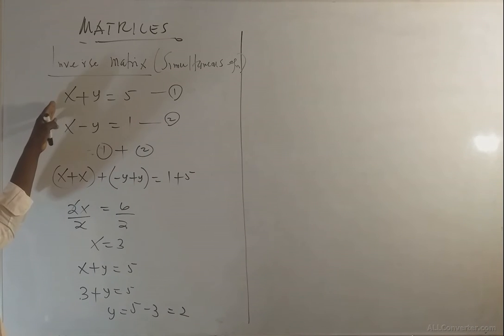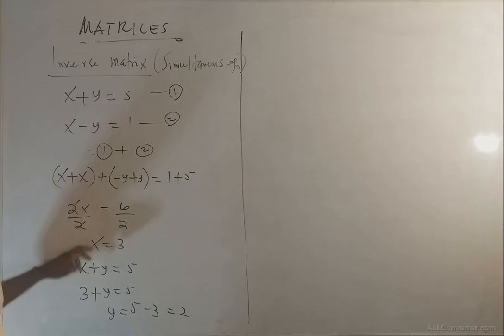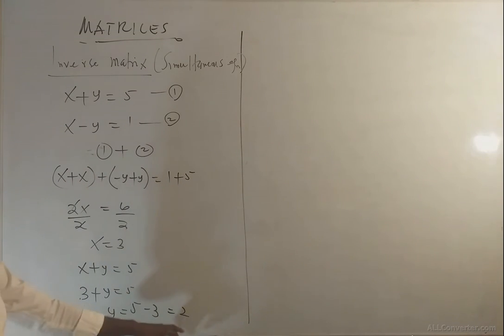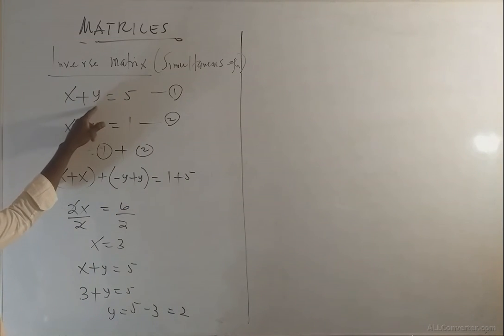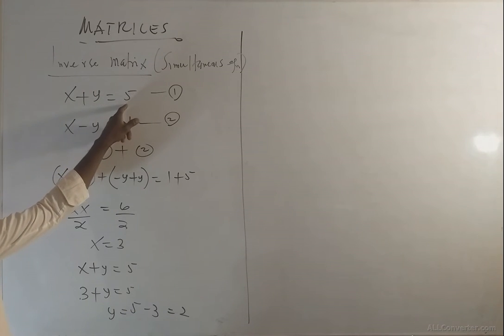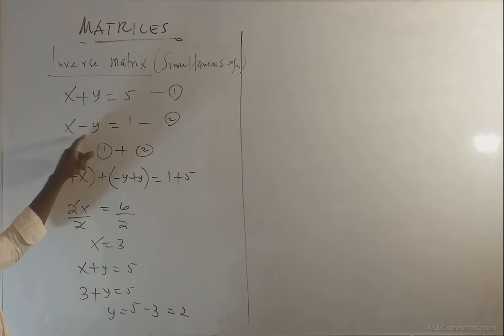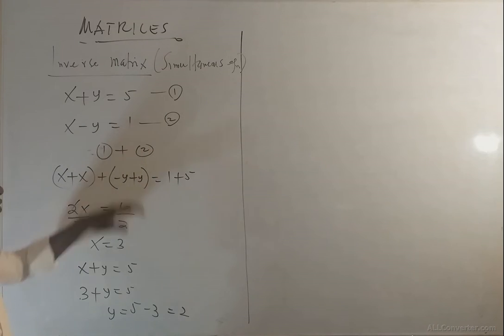So when you solve this simultaneous equation, the value of x is 3 and the value of y is 2. You can see that if x is 3 and y is 2, then 3 plus 2 gives 5, and 3 minus 2 gives 1. So this is the answer.